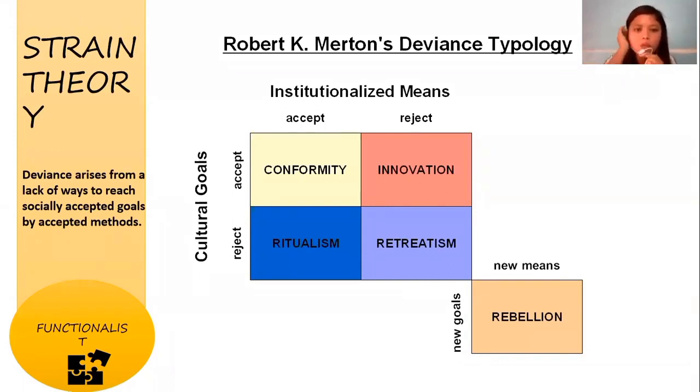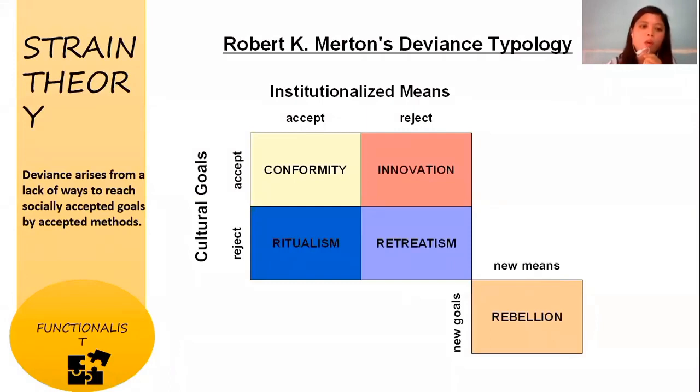Next we have ritualism. Ritualism rejects cultural goals but accepts institutionalized means. People here ignore the goal of economic success, but they continue to do approved ways, such as continuing to go to school or continuing to go to the job or work. Next, we have retreatism. Here it rejects both cultural goals and institutionalized means.